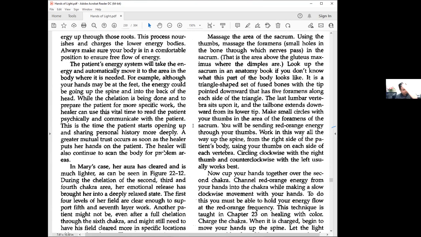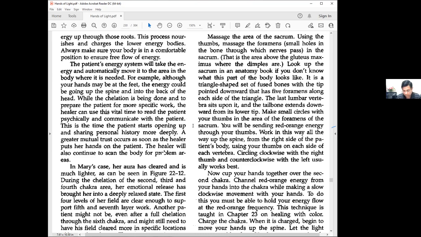Massage the area of the sacrum. Using the thumbs, massage the foramen, small holes in the bones through which the nerves pass in the sacrum. That is the area above the gluteus maximus, where the dimples are. Look up the sacrum in an anatomy book if you don't know what this part of the body looks like.